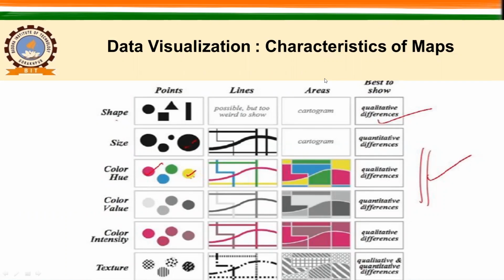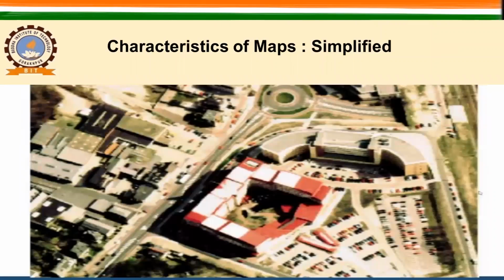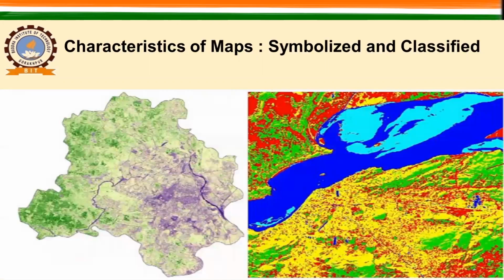So here this is one is a simplified map. Now simplified map is this one. So this is one of your simplified map. This is your classified and simplified.